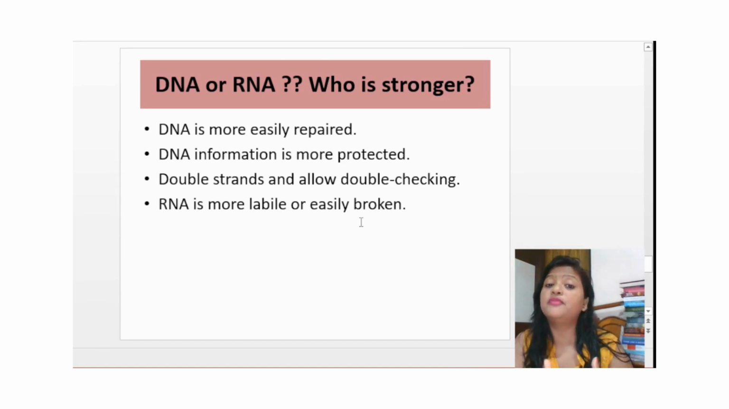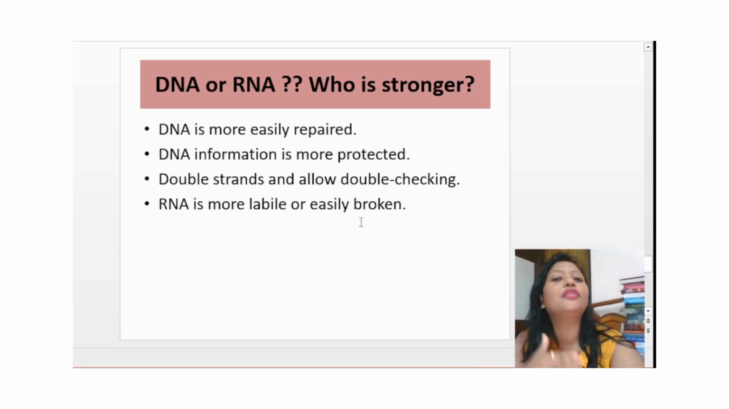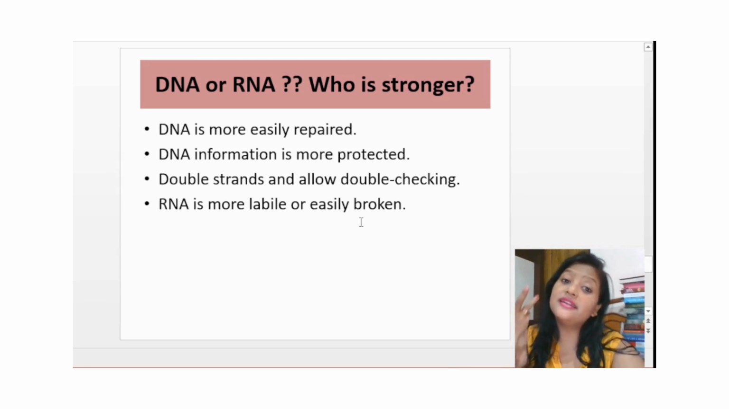Also, DNA information is very protected. Since DNA has double strands and RNA doesn't, it allows double checking. It is checked twice since it contains a double strand. Therefore, DNA is much stronger than RNA. DNA is easily repaired and not easily broken. It has double strands, which allow double checking, and the information is more protected. Therefore, DNA is stronger than RNA.